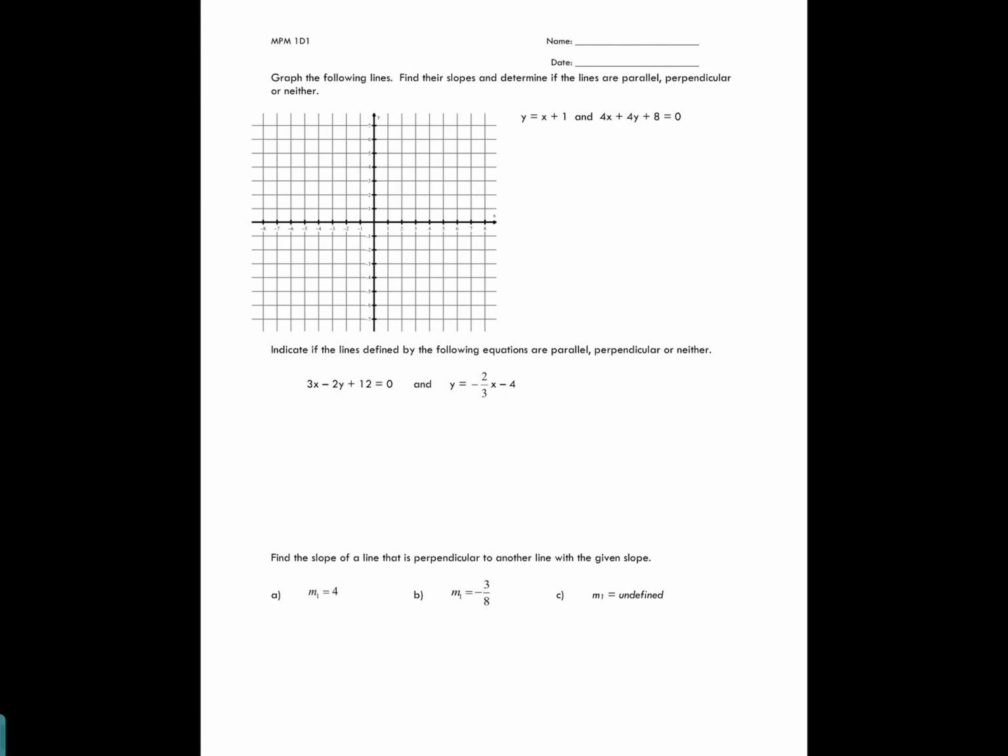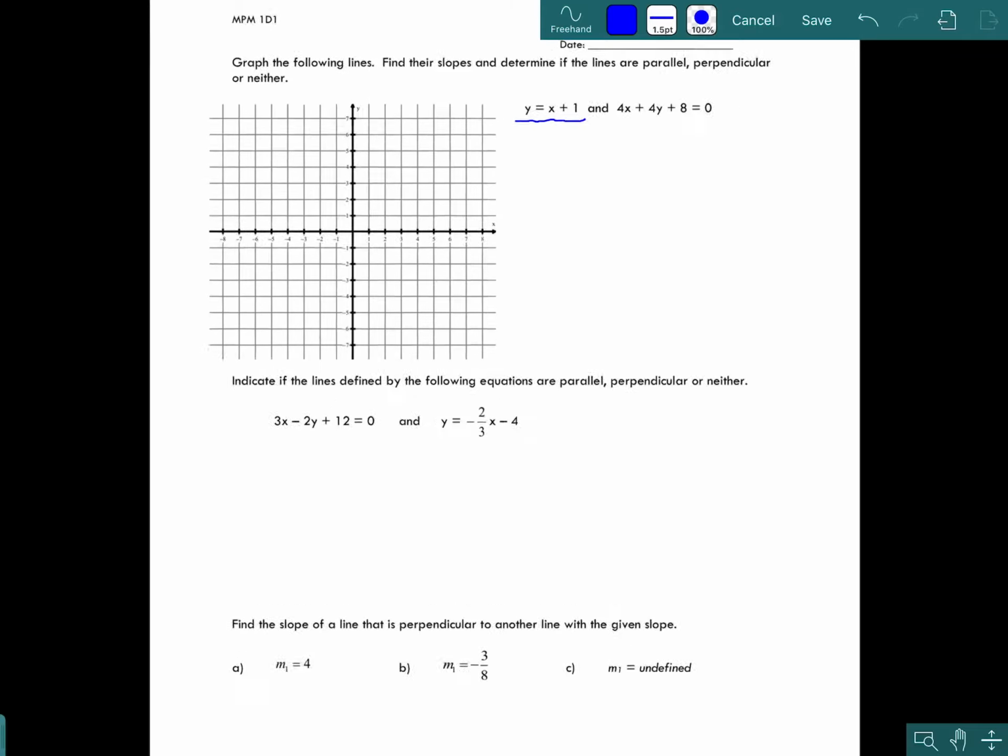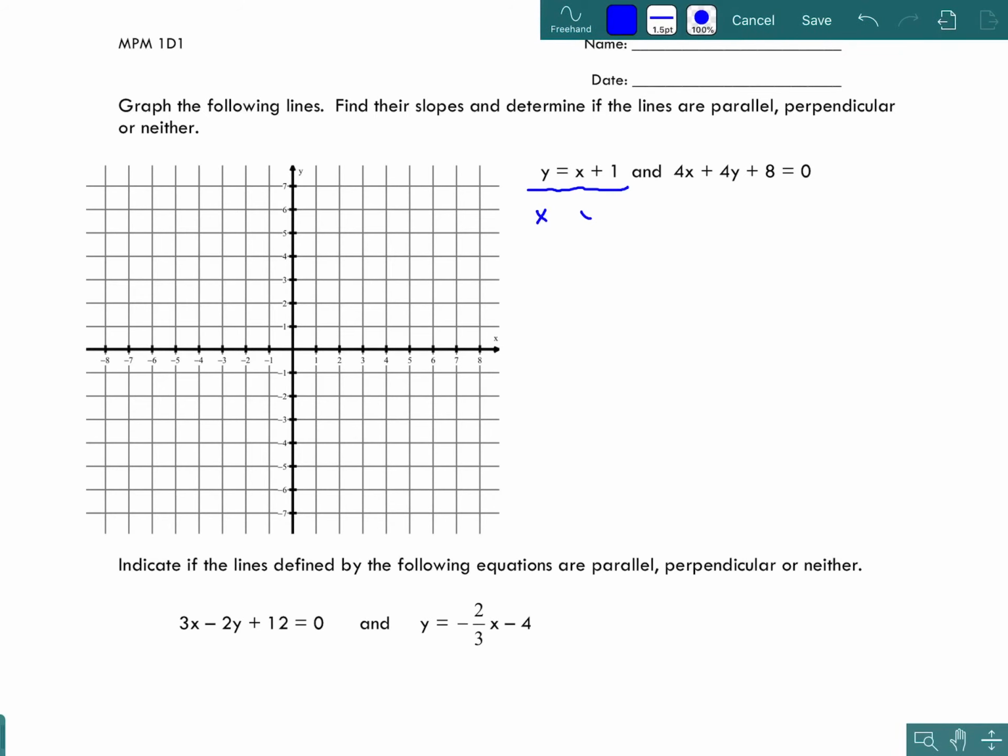Okay, let's move on. This question says graph the following lines, find their slopes, and determine if the lines are parallel, perpendicular, or neither. So this equation here is y equals x plus 1, and they ask us to graph it. You can graph a line a couple of different ways. You can graph using a table of values where you choose some x values and then you find out what y is. So if x was negative 1, for example, y would be negative 1 plus 1, which would give us 0. If x was 0, y would be 0 plus 1, which would give us 1. If x is 1, y would be 1 plus 1, which would give us 2.